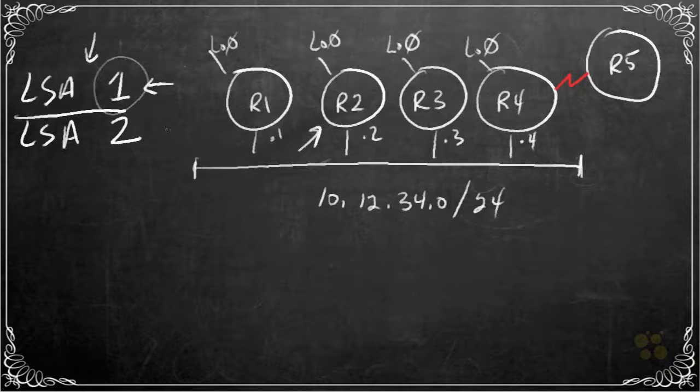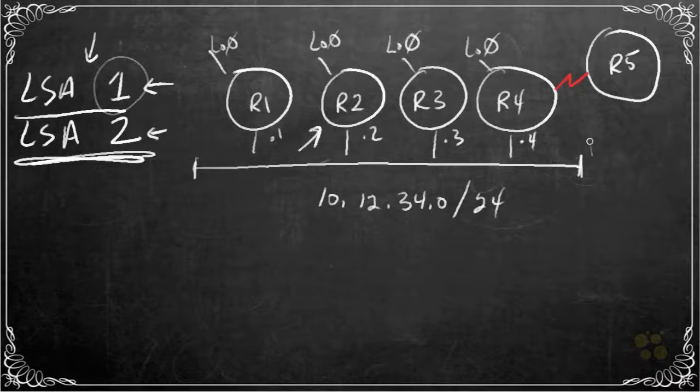Now, an LSA type 2 is describing broadcast networks that exist. So loopback 0 on each of these devices is not a broadcast network, but this common shared network, 10.12.34, with R1, R2, R3, and R4 all connected to it, that information would be included in an LSA type 2. Think of it as describing a specific network and also identifying which OSPF routers are connected to that.